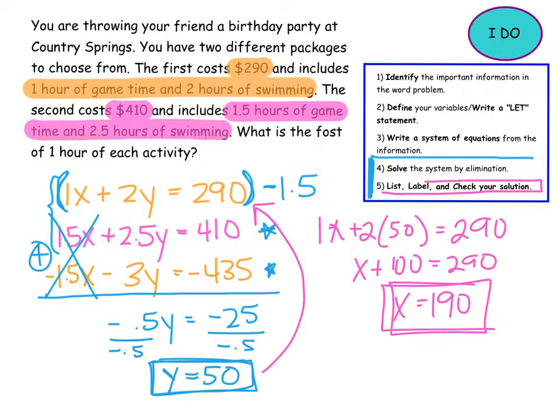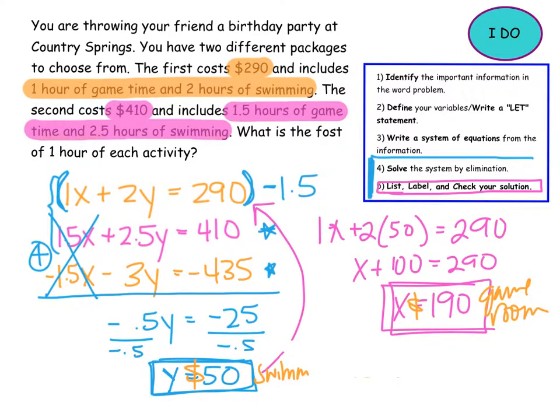where I list, label, and check my solution. So I'm going to say my solution is 190 and 50. Oh, remember, it's a story problem though. So it's $50 for swimming, and it's $190 for the game room, according to my variables.